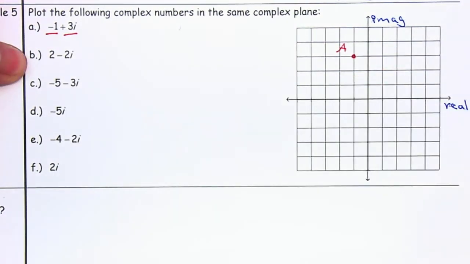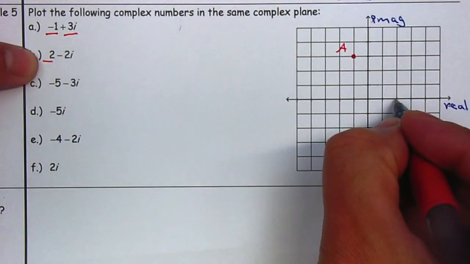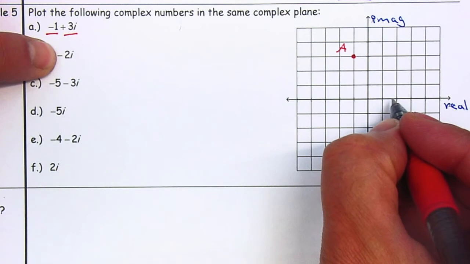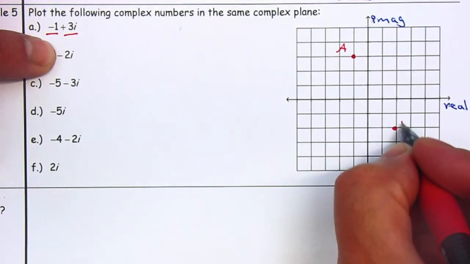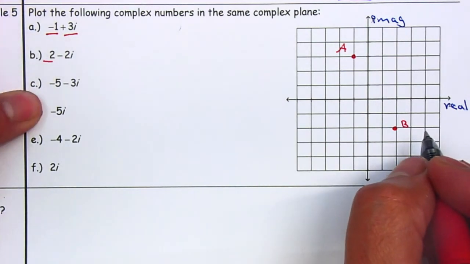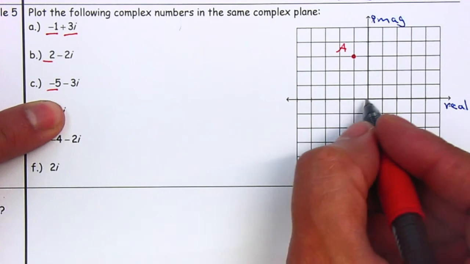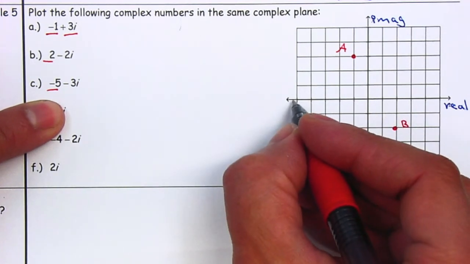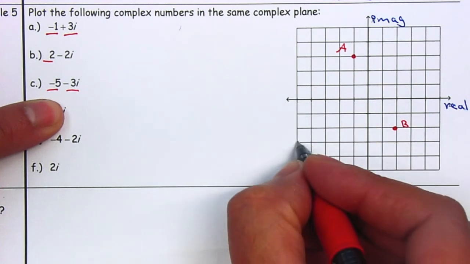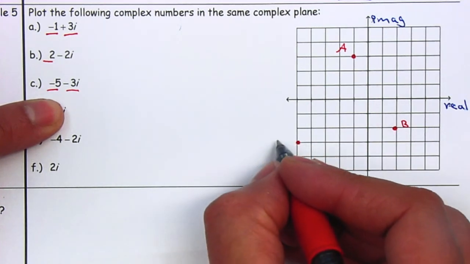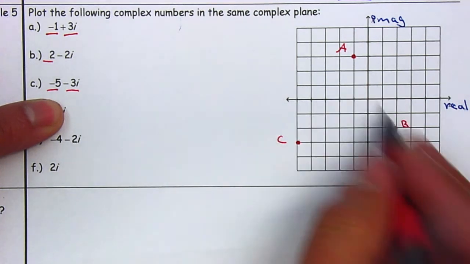For letter B, 2 for the real part, so I'm going to go to the right 2 because it's positive. For the imaginary, it's negative 2, so I'll go down 2, and that'll be letter B. Letter C, we have negative 5 as the real part, so I'm going to go to the left 5 on the real axis, and then I'm going to go down 3 for the imaginary, and that'll be letter C. Very important to label your points.